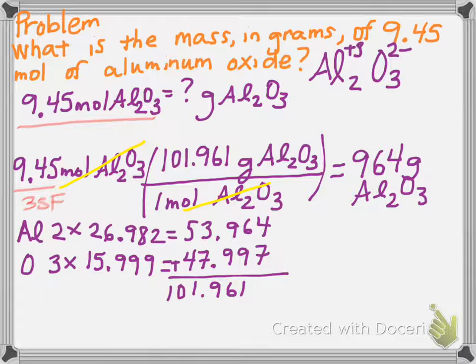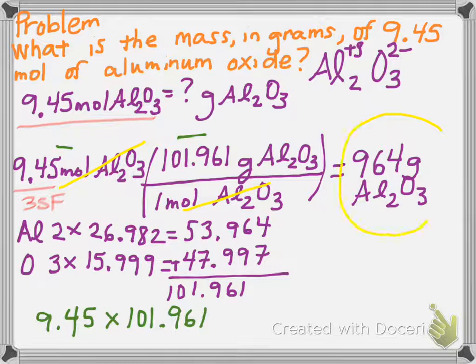Again, this is pretty easy to put in your calculator. I think everybody knows how to do this because there's no scientific notation required here. Okay, but it's just 9.45 times 101.961 should give you your answer. I know I'm multiplying because this number is in the numerator and this number is in the numerator. Okay, so there's our first problem. And again, here's our answer here.